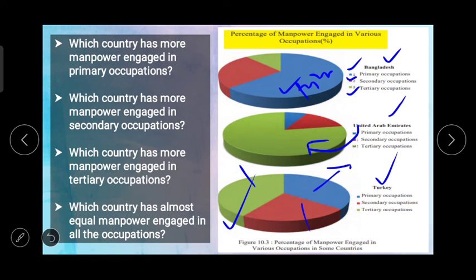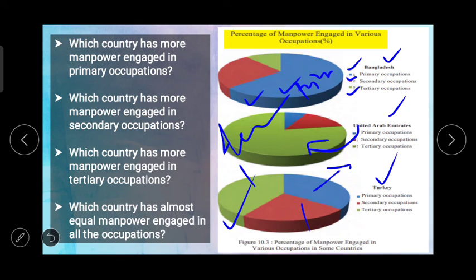While countries which have more manpower engaged in primary activities are considered to be developing countries. So here Bangladesh is a developing country, and United Arab Emirates, where more people are engaged in tertiary occupation, is a developed country. So what you have to do now, rank the countries above from developed to developing. डेवलप्ड में कौन सी है और डेवलपिंग में कौन सी है वो आपको लिखना है.